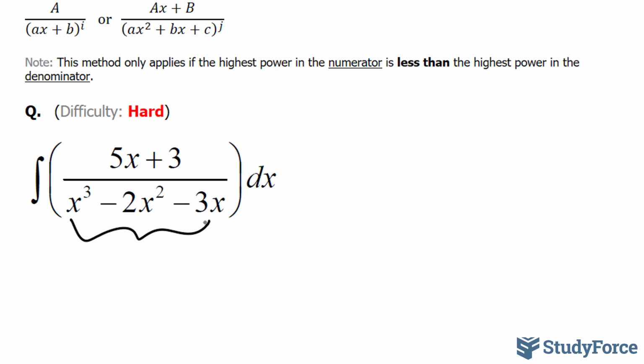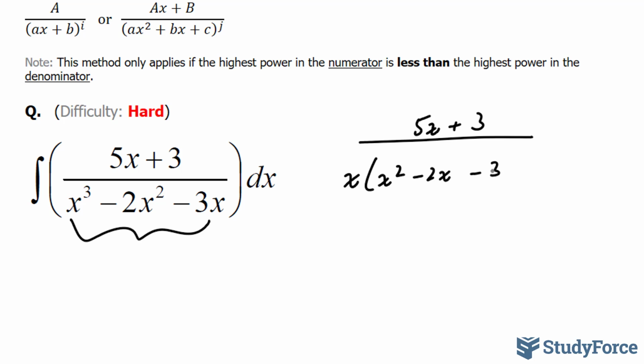factor the denominator. Notice that this is a cubic function at the bottom. So we can start off by factoring out an x from all three terms because all three terms share at least one x. If we do that, we end up with the top part staying the same. The bottom part becomes x times x squared minus 2x minus 3.